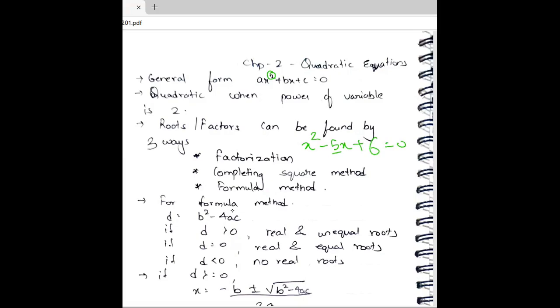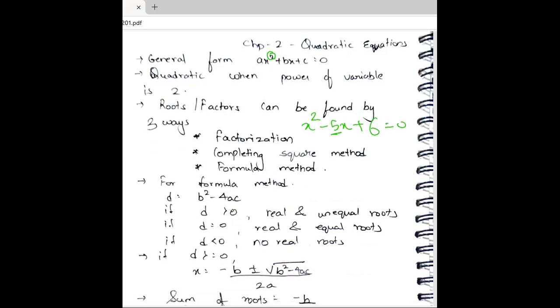You split the middle term, you find the two values such that their addition is 5 and their multiplication is what? 6. Yeah, positive 6. That is called as factorization, the one which we would have learned in grade 8 and 9. Completing square method is a way wherein you try to bring your LHS in the form of x minus 3 the whole square or something equals to a constant value over here. You try to bring it in the form of a complete square, then you take square root and thus you get the value of x.